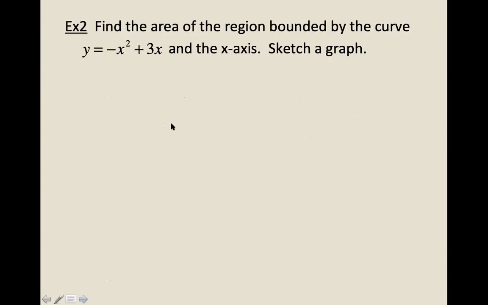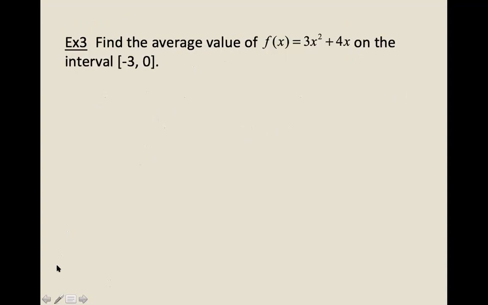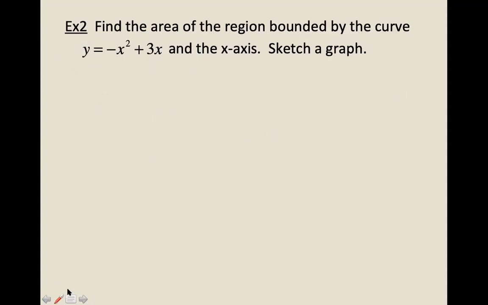It says find the area of the region bound by the curve y equals negative x squared plus 3x and the x-axis. Sketch a graph. All right, so always a good idea. I can see this is going to be a parabola. Oop, let me go back. I didn't have my pen there. Switch colors. All right, so I want to know what this looks like.